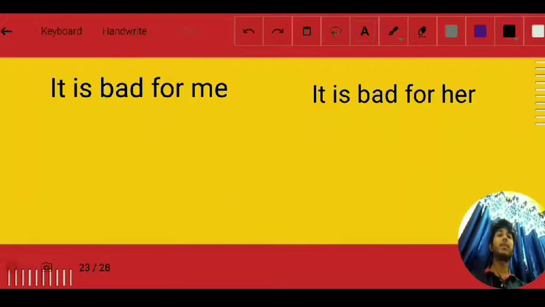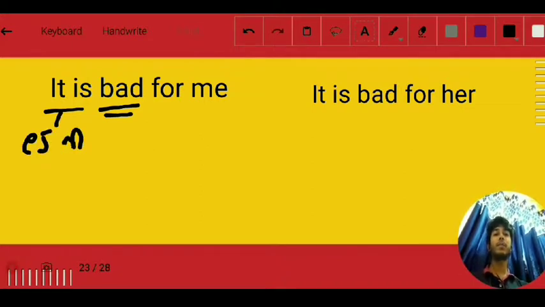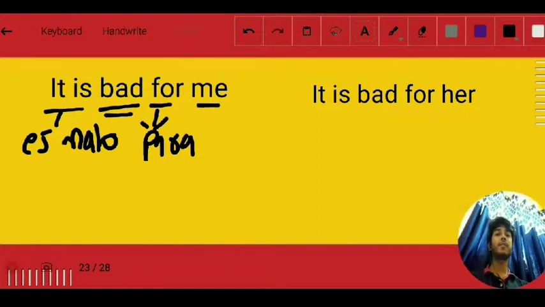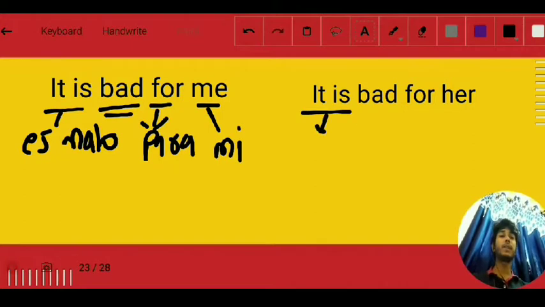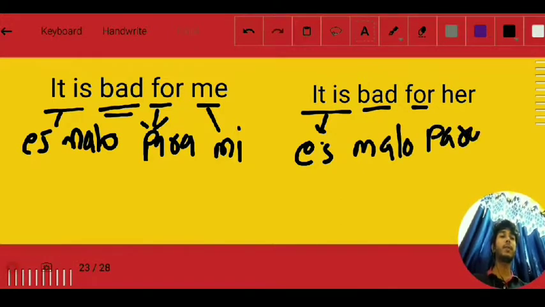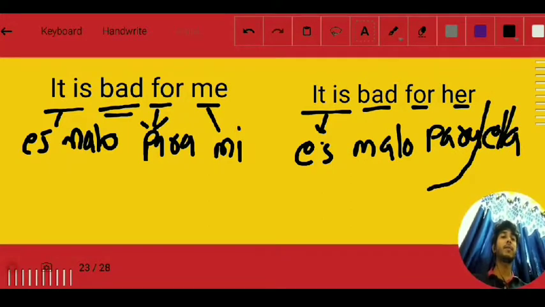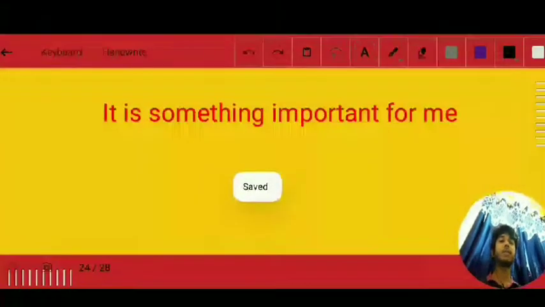Now here we have another simple sentence. For bad, the word in Spanish is malo. So we are going to translate this as es. Bad is malo. For is para. And for me is mí. Now here we have es. Bad is malo. For we have para. Her is ella, E-L-L-A, ella. So separate that from that. Here we have the translation.